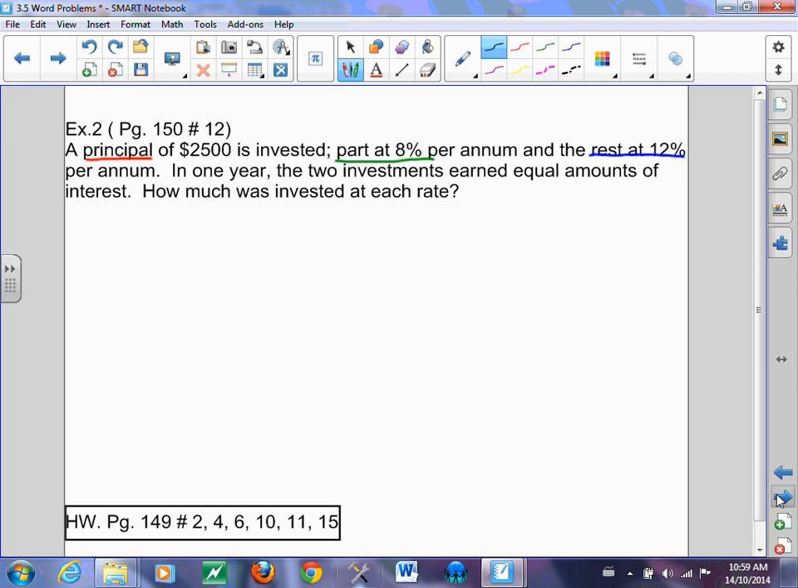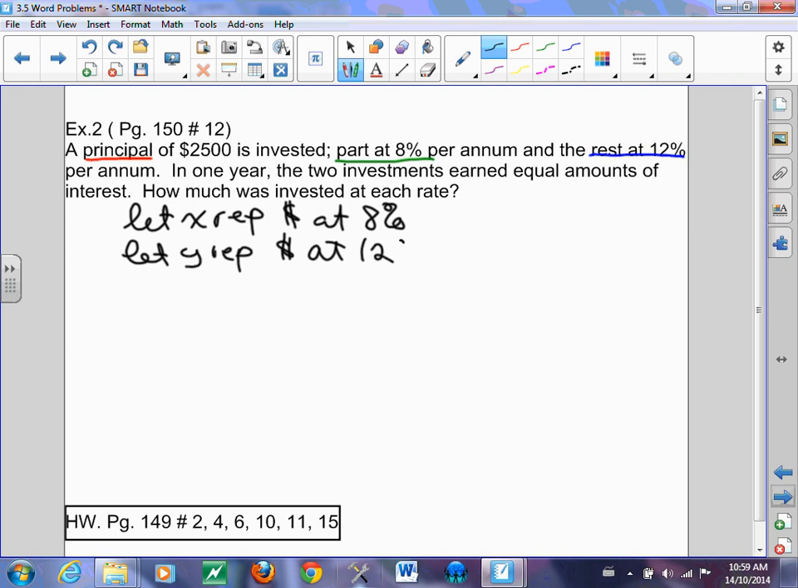So we're going to just use x and y. We're going to let x represent the money invested at 8%. And we're going to let y represent the money invested at 12%. Okay, so what we know is a total investment, the total of this is 2,500. So we can do the sum formula right away. That's pretty easy. x plus y equals 2,500. Okay, that's equation one.